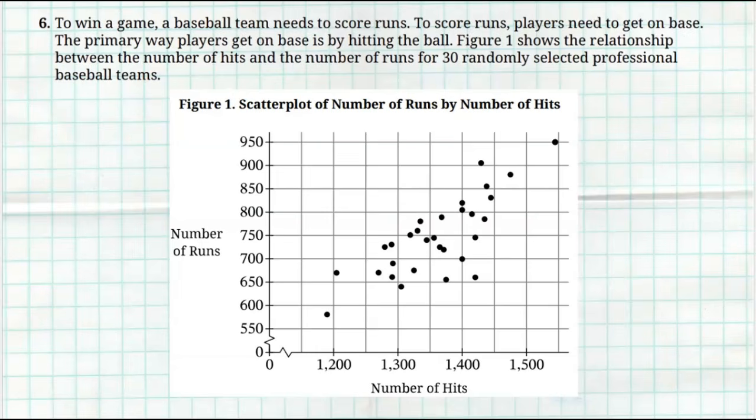To win a game, a baseball team needs to score runs. To score runs, players need to get on base. The primary way players get on base is by hitting the ball. Figure 1 shows the relationship between the number of hits and the number of runs for 30 randomly selected professional baseball teams. So we see on the x-axis our explanatory variable, the number of hits. On the y-axis is the number of runs for 30 baseball teams.